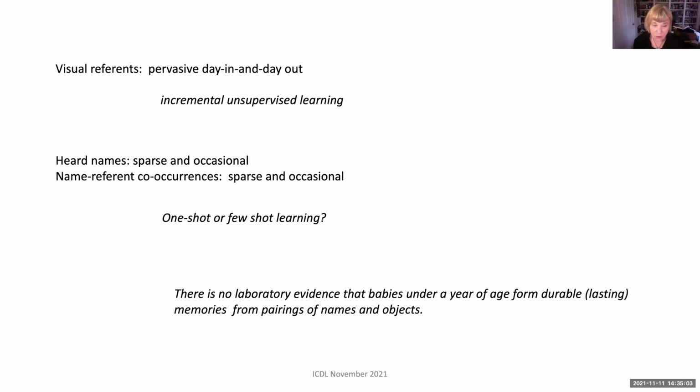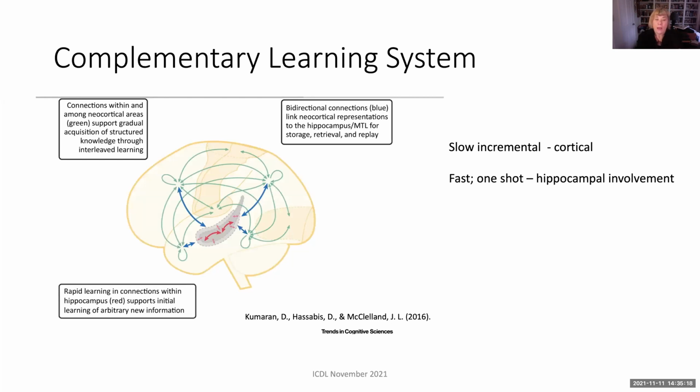But as far as I know, as I said earlier, there is no laboratory evidence that babies under a year of age form durable or lasting memories for pairings of objects and names. If anybody knows of that data, I would love them to tell me, because I've been searching. So how could babies learn these? Well, the traditional complementary learning system suggested that there were 2 ways to form memories. One was slow and incremental, which would fit visual learning. The other was fast, one-shot, and involves the hippocampus. By hypothesis, that might fit the one-shot learning of the names and the reference.